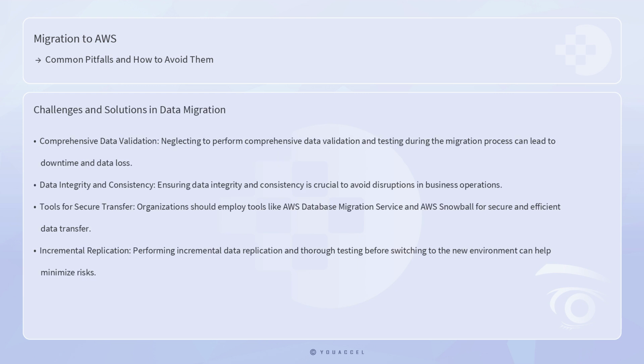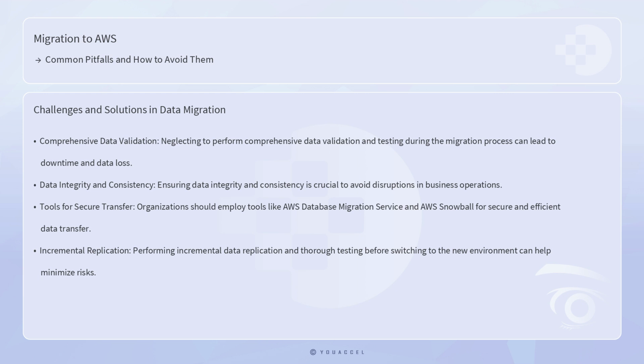Data migration often presents challenges that can lead to downtime and data loss if not carefully managed. One common pitfall is neglecting to perform comprehensive data validation and testing during the migration process. Data integrity and consistency must be ensured to avoid disruptions in business operations. Organizations should employ tools like AWS Database Migration Service and AWS Snowball for secure and efficient data transfer. Additionally, performing incremental data replication and thorough testing before switching to the new environment can help minimize risks.